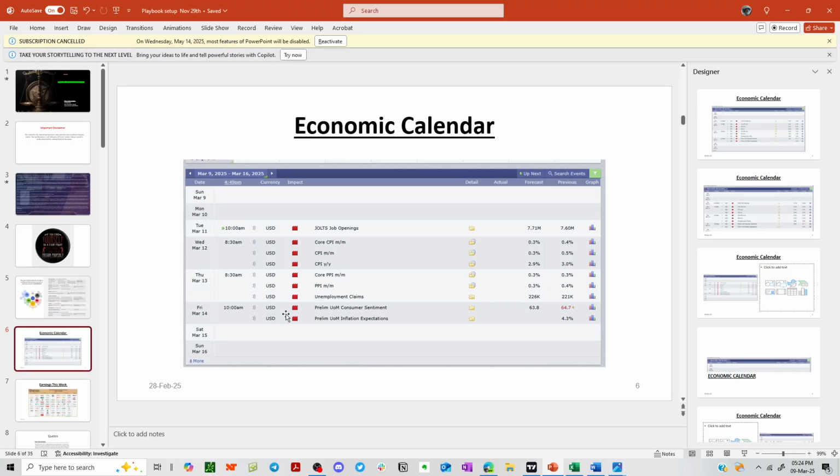Tuesday, Wednesday, Thursday, Friday. Another thing I wanted to point out was when considering the weekly range, anyway.